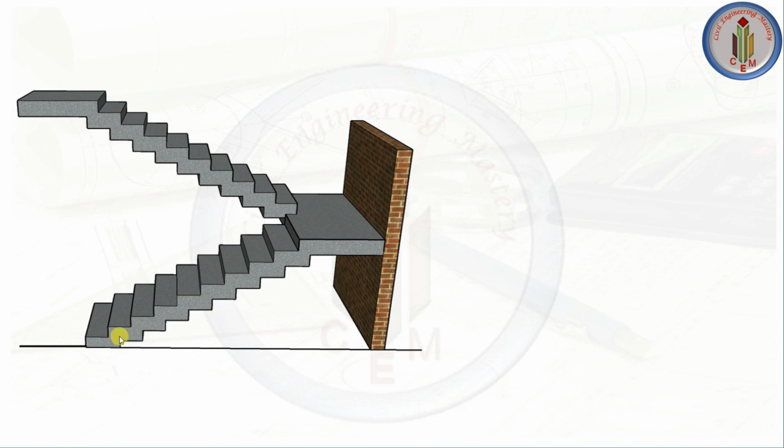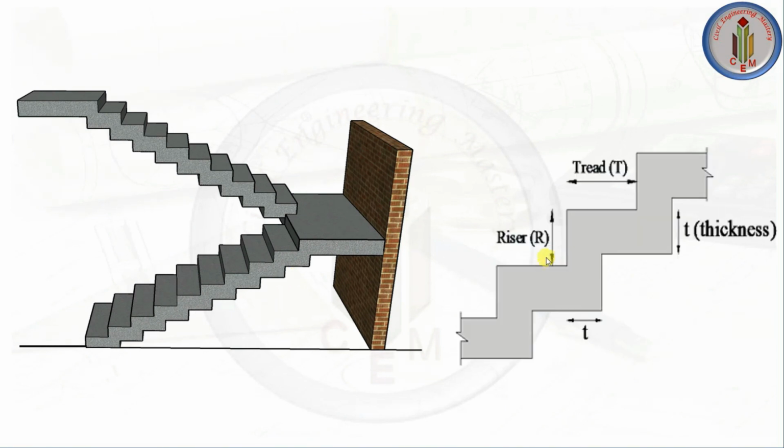So here you can see it looks like steps only. There will not be any base slab. You can see this arrangement. This is the vertical portion. This is riser and this horizontal is called tread. This is the thickness. How we call the base slab thickness, right? Similarly, we have the tread rise thickness. So this is the vertical thickness, and this is the horizontal thickness.